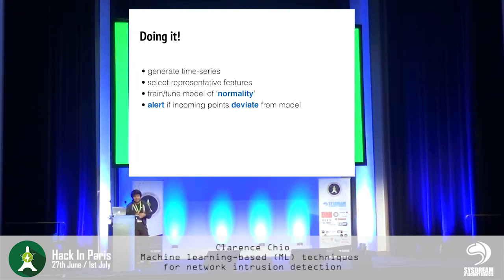And by doing this, what I mean is that when you look at a weblog, you have to manually generate features that are relevant to your problem, and then you can map them into a statistical space and perform statistical analysis on it, which is what machine learning is. Then you have to train and tune the model to the notion of normality and alert if incoming data points deviate from the model. So this is what I was talking about earlier when you have points on a graph in 2D space as shown earlier, and then you plot a decision boundary, and anything inside the decision boundary is normal. Anything outside, you alert.